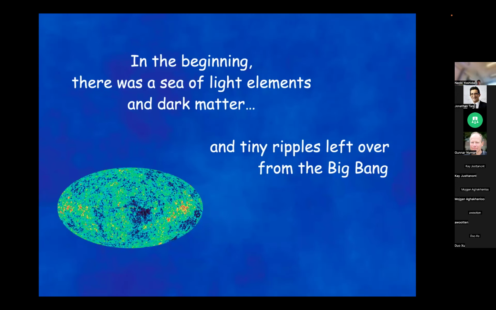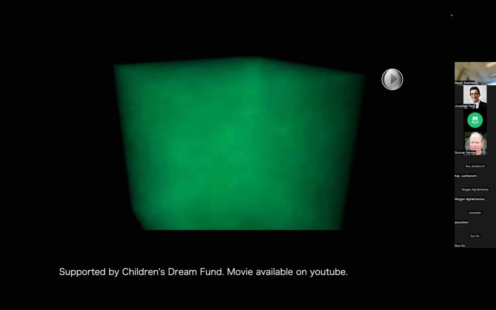Now, in the beginning, as you know, in the early universe, the state was very simple. It's just a sea of light elements and dark matter and tiny density fluctuations, just ripples left over from the Big Bang. And afterwards, from this simple state, gravity drives the structure formation, just like in this way. So this is a nice movie from one of my simulations.